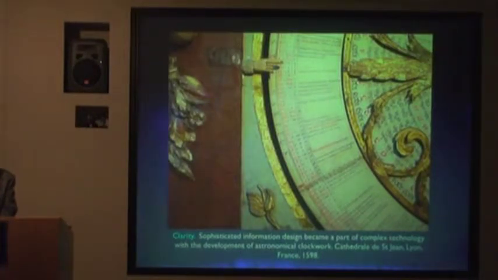This clock detail is of only one of an array of astronomical clocks and solar system models used to calculate specific days for the church. Calculating the days is really a very complex subject, and the development of these astronomical clocks, I believe, was at the point at which information design first became connected to sophisticated technology. These clocks are still in use.